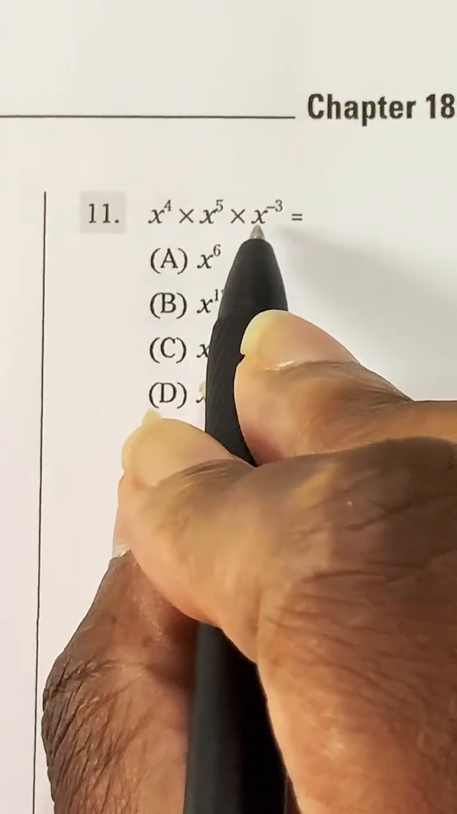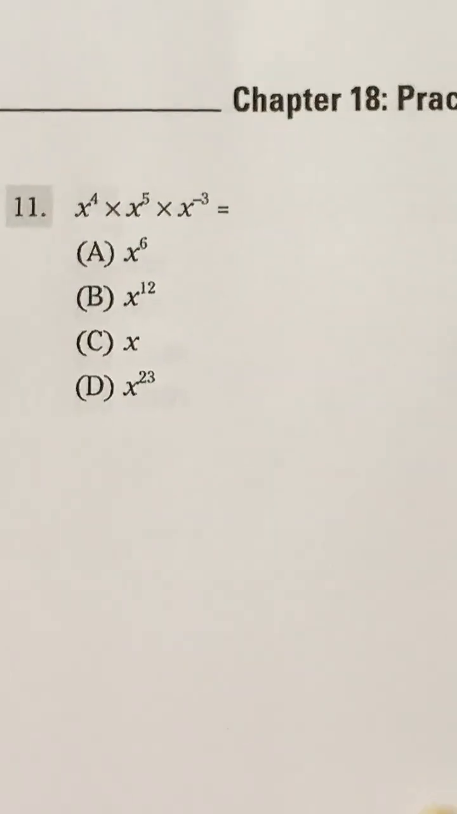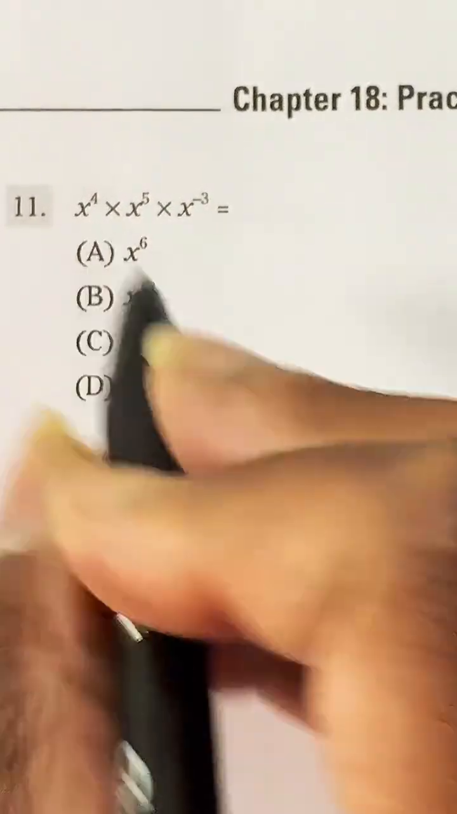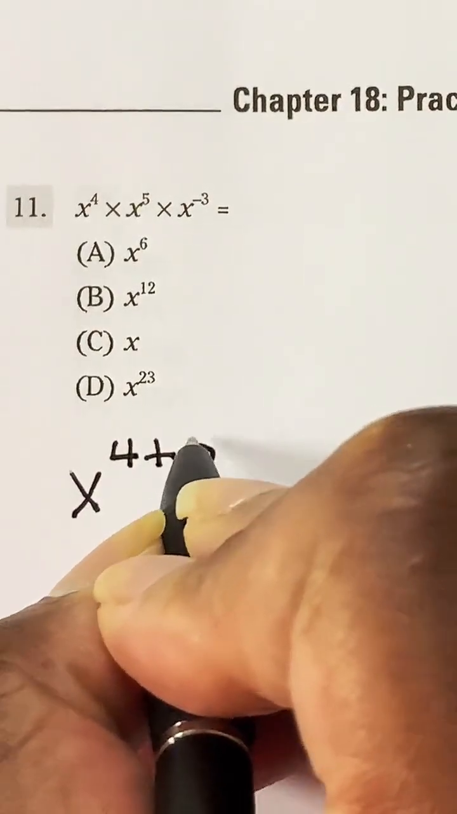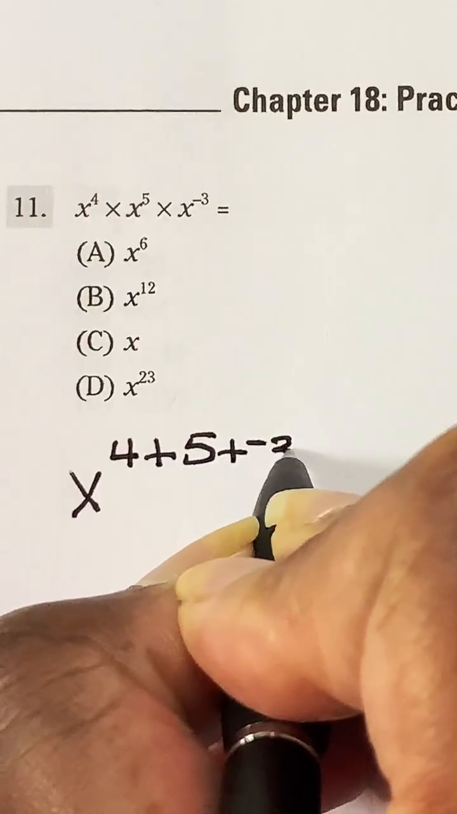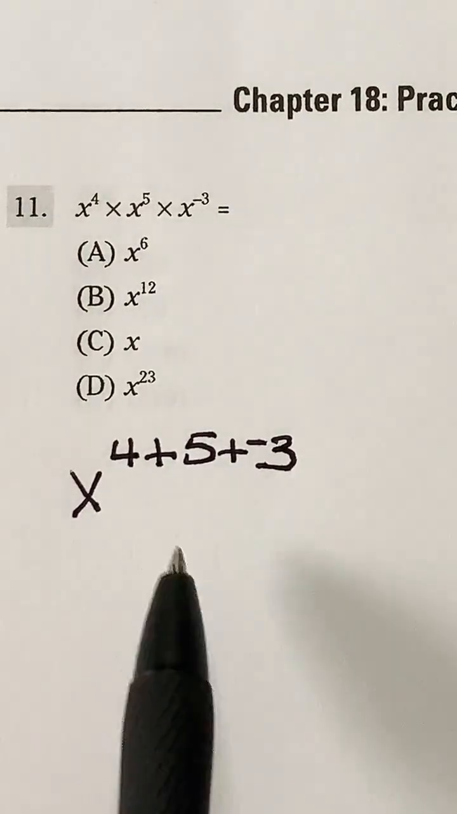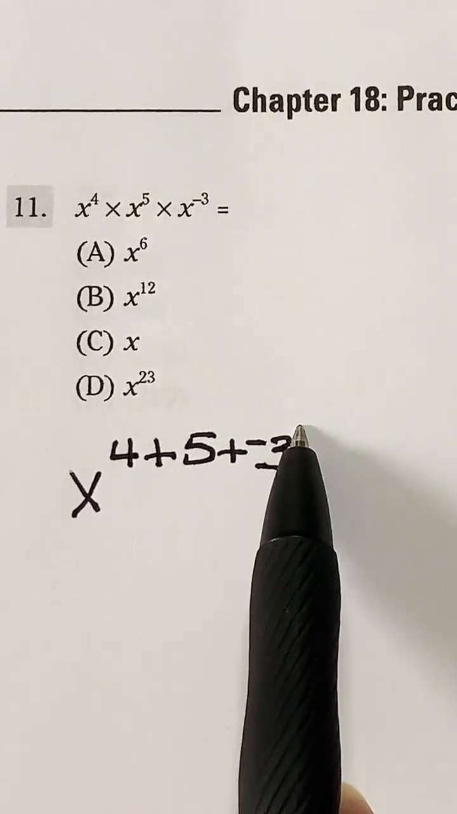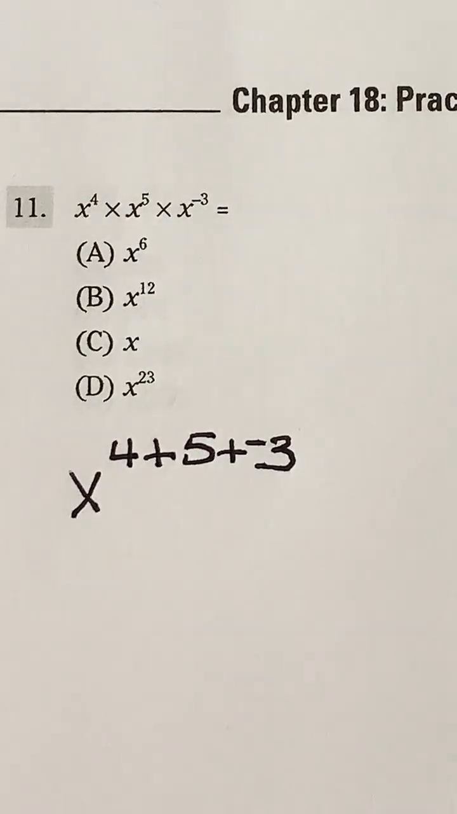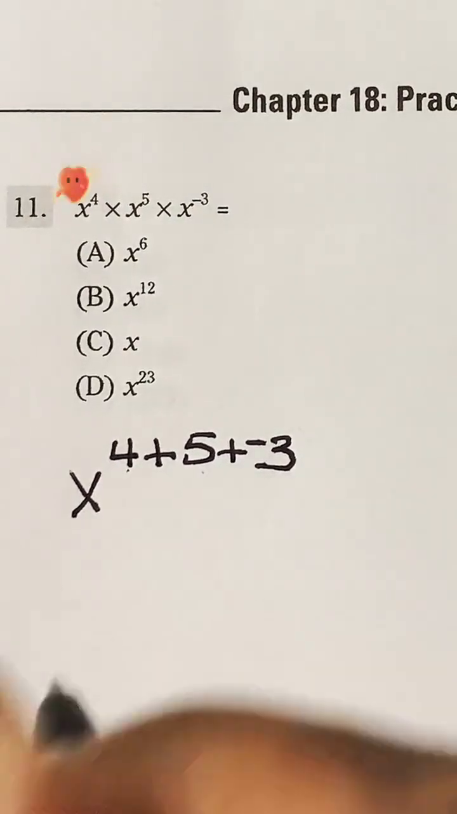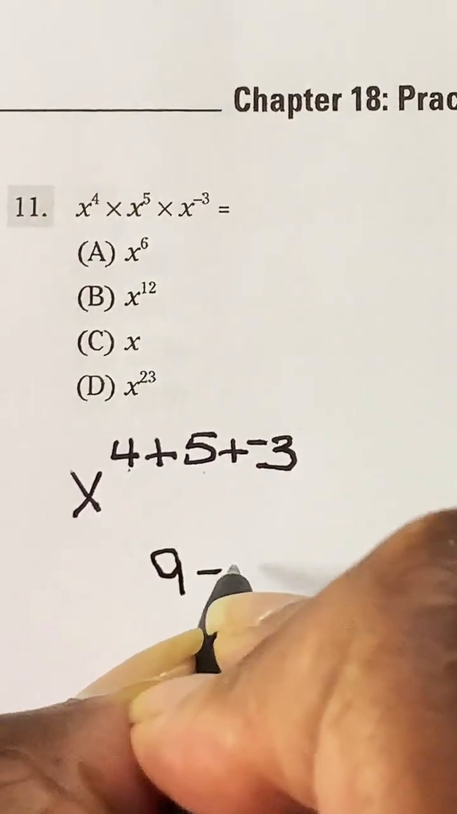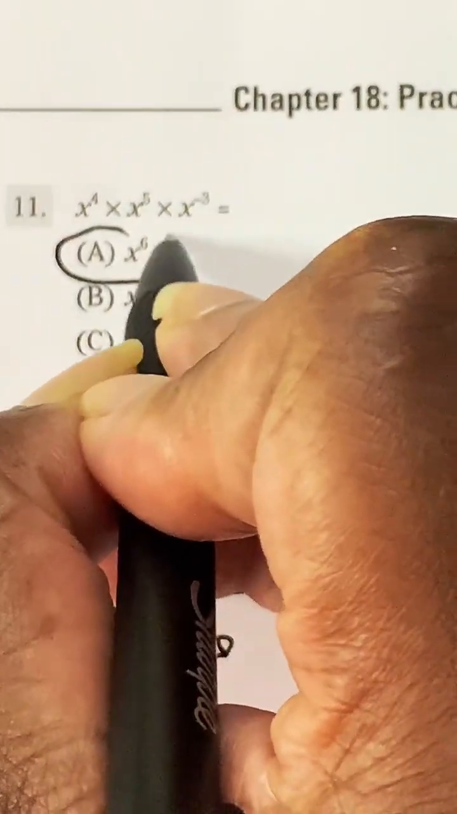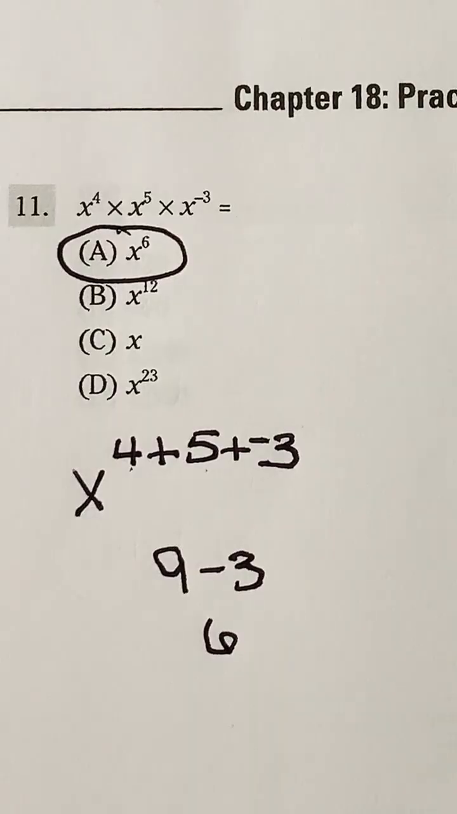This is how they're getting it. They all have the same base. So when they all have the same base and you're multiplying, all you're doing is adding the exponents. Now I'm going from left to right. That's the one thing about PEMDAS that screws everybody up. So you have 4 plus 5, which gives me 9. And 9 minus 3 gives me 6. So my answer is going to be A, x to the 6th.